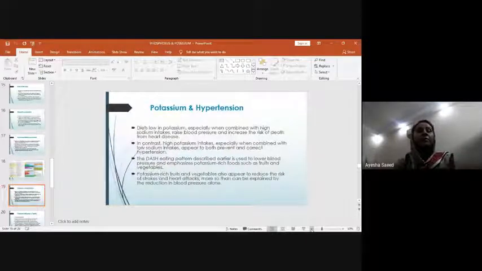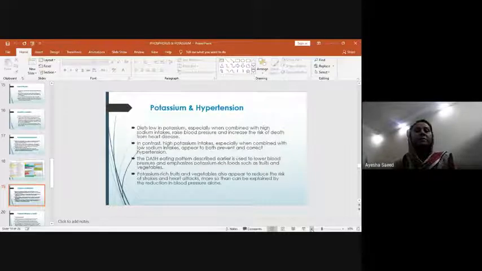The role of potassium in controlling the blood pressure. Diets low in potassium, especially when combined with high sodium intakes, raise the blood pressure and increase the risk of death from heart disease. In contrast, high potassium intakes, especially when combined with low sodium intakes, appear to both prevent and correct hypertension. The DASH eating pattern described earlier is used to lower blood pressure and emphasizes potassium rich foods such as fruits and vegetables.